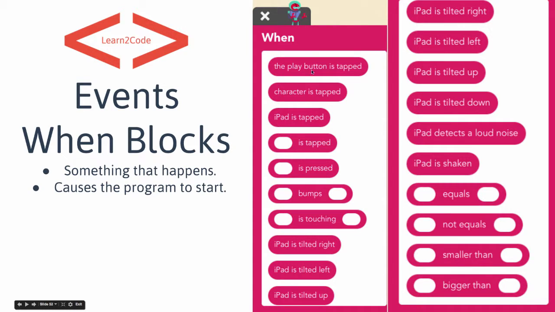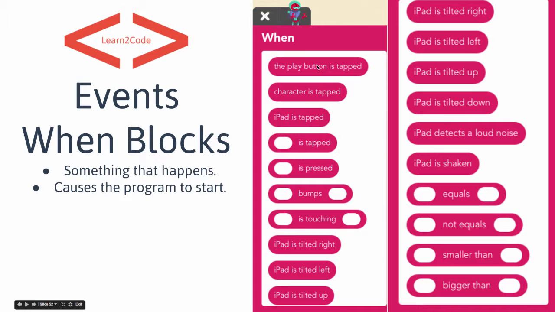So for example, we looked at it before. We had when the play button is tapped, that's the event, that's what happens. The play button was tapped, then whatever instructions were underneath it happened. There are also lots of other blocks, and I would encourage you to have a shot at using all of these, maybe just in a practice run. But today, for our Frogger game, we're mainly going to be focusing on the something is tapped block and something is pressed. And we can fill in here what is tapped or what is pressed.